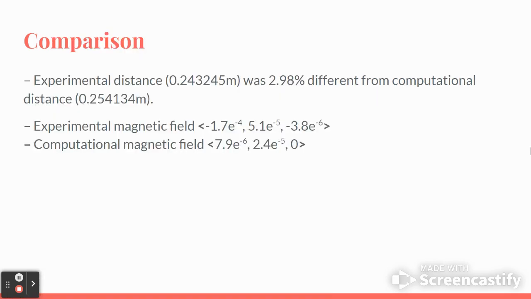In the comparison from my computational to my experimental, the distances I found were about 3% different, which is very similar. But the magnetic fields were not very similar, as you can see by the comparison between the two vectors here.